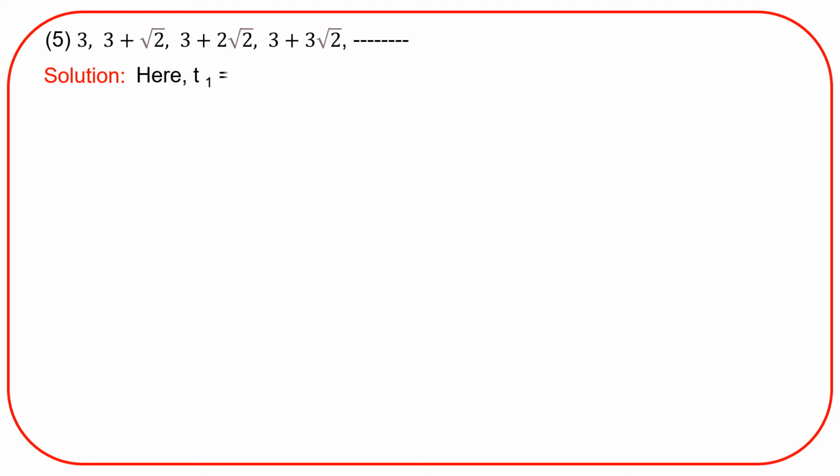Fifth example: 3 plus root 2, 3 plus 2 root 2, 3 plus 3 root 2, and so on. Solution. Here T1 is equal to 3, T2 is equal to 3 plus root 2, T3 is equal to 3 plus 2 root 2, T4 is equal to 3 plus 3 root 2, and so on.